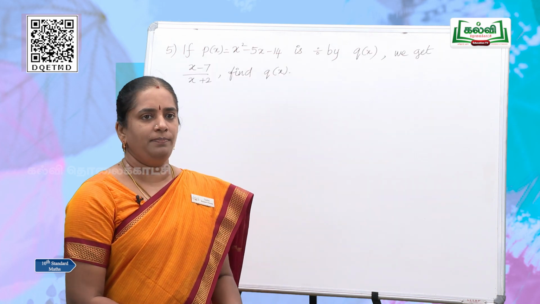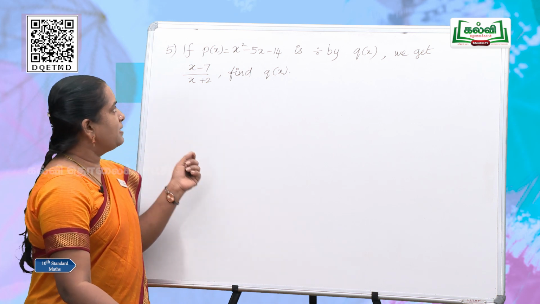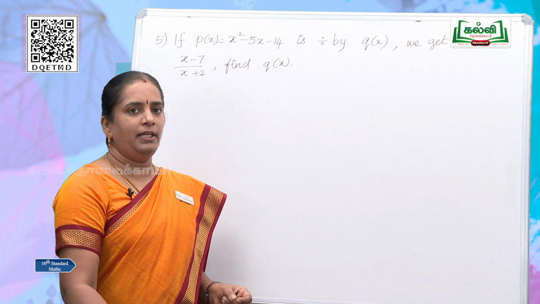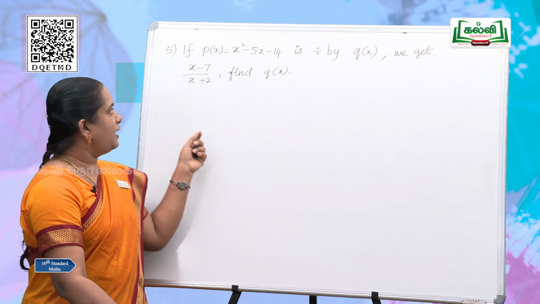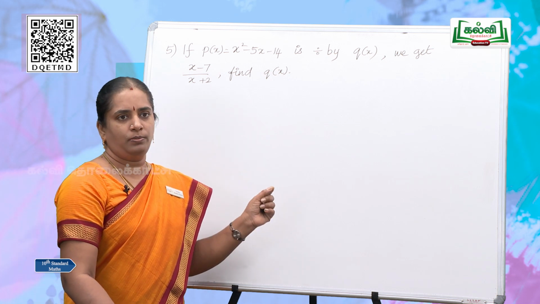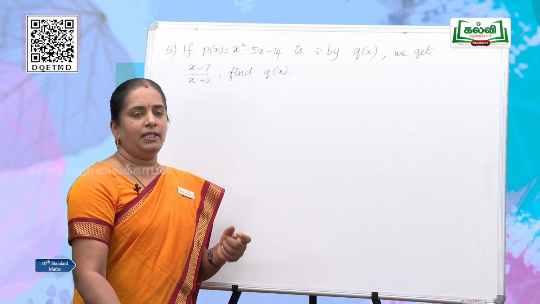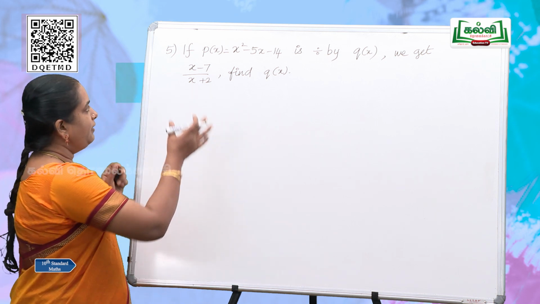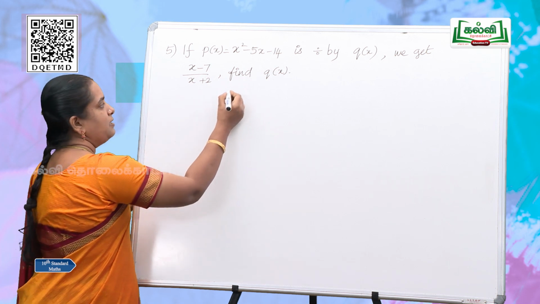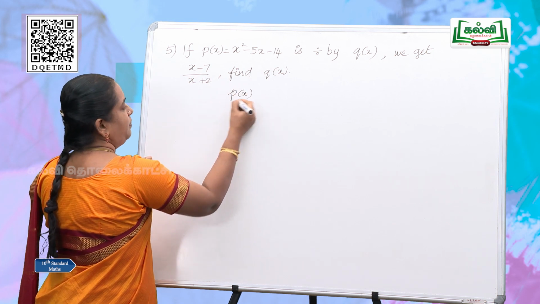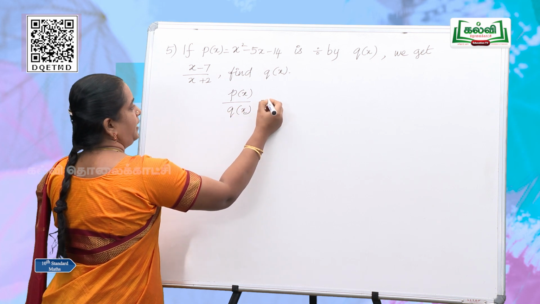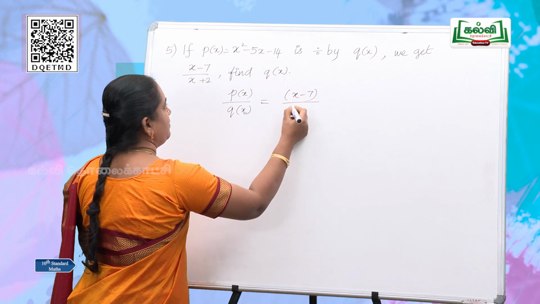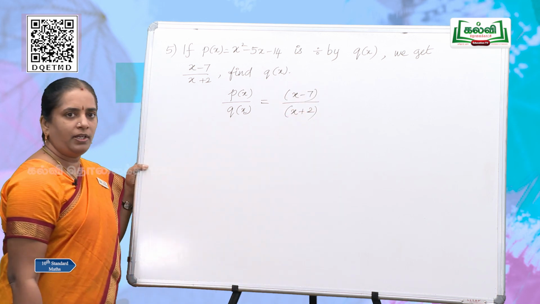Yes. See, in this fifth sum, it is given that if p of x, a polynomial, that is x square minus 5x minus 14, is divided by q of x, we get the answer as x minus 7 by x plus 2. This is given in words, we are going to convert it into a mathematical statement. Find the value of q of x. So, let us write it as p of x divided by q of x equals a rational expression x minus 7 by x plus 2. Find the value of q of x.